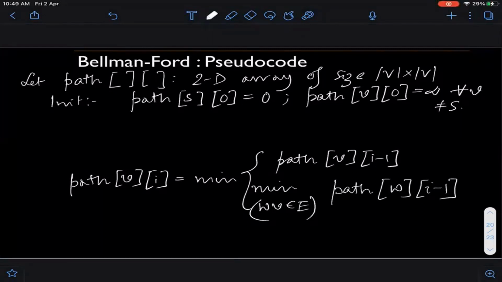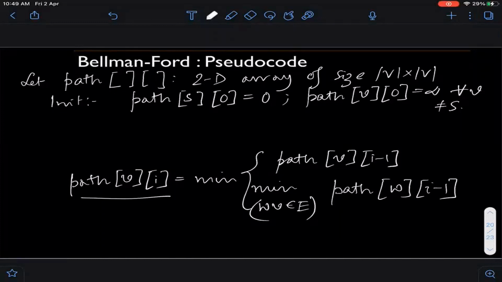So what you should notice here is that when you are trying to compute the entry for path V comma I, then you actually need potentially all the entries which are in the I minus 1th column. Because you don't know which are the W's that you require to compute path V comma I. So you actually need all the entries in the previous column. If you do this the other way around, then you cannot do this.